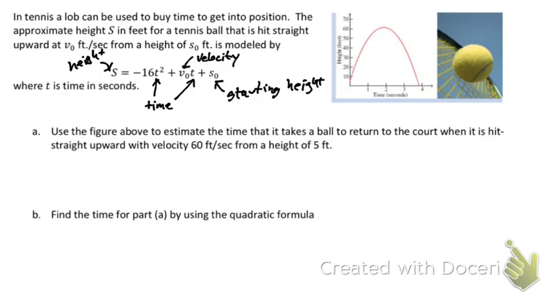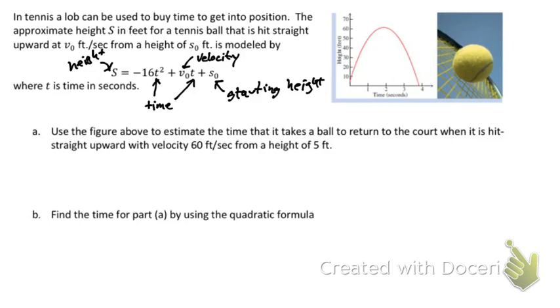All right, so we'll look at part A, and then we'll go to the figure. A says, use the figure above to estimate the time that it takes a ball to return to the court when it is hit straight upwards with a velocity of 60 feet per second from a height of 5 feet.